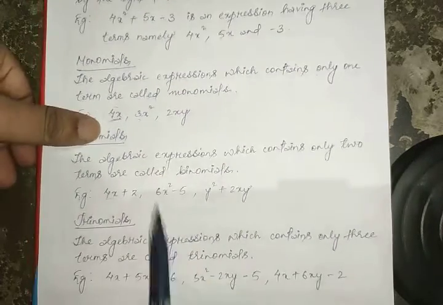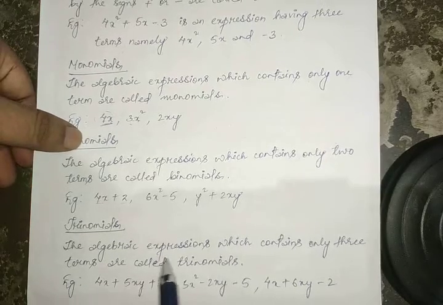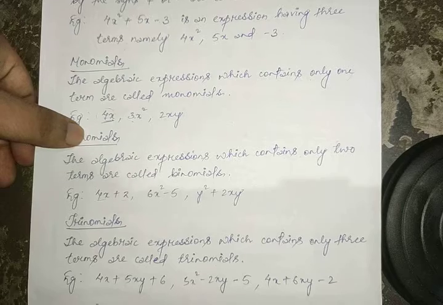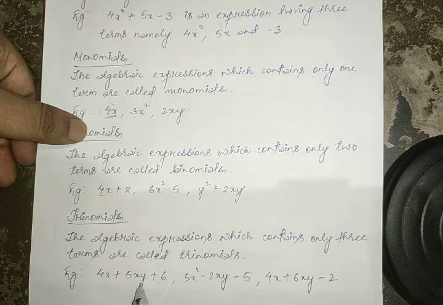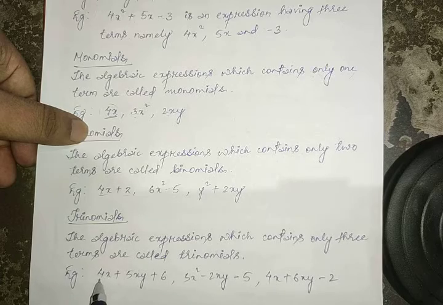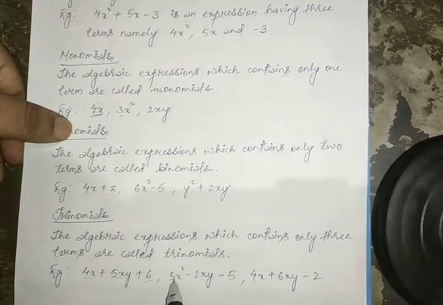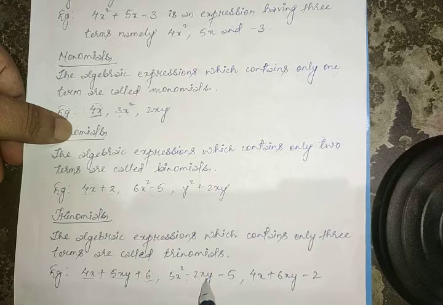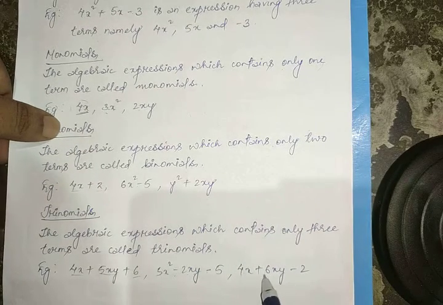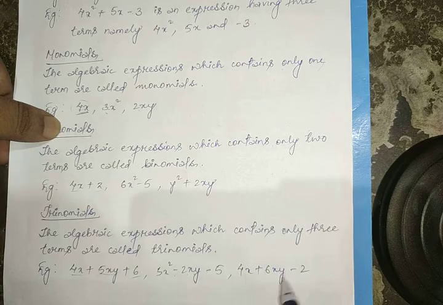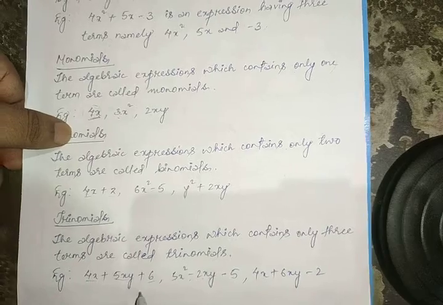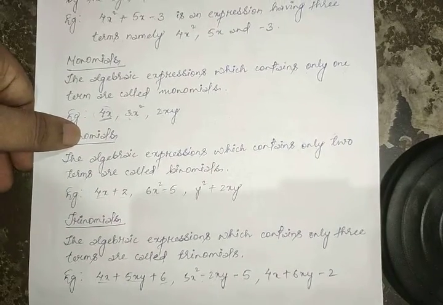Then the third one is trinomials. The algebraic expressions which contain only three terms are called trinomials. For example, 4x + 5xy + 6. Here in this algebraic expression we have three terms, right? 1, 2, 3. Similarly, the example 3x square - 2xy - 5 has three terms, and the example 4x + 6xy - 2 has three terms. So if you find an expression which contains three terms, then you can say that it is a trinomial.